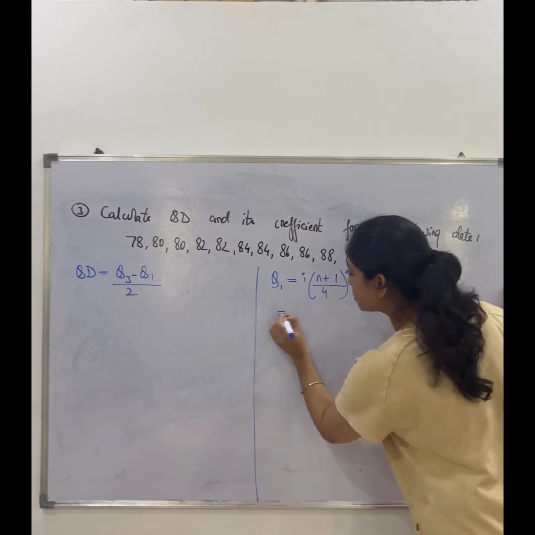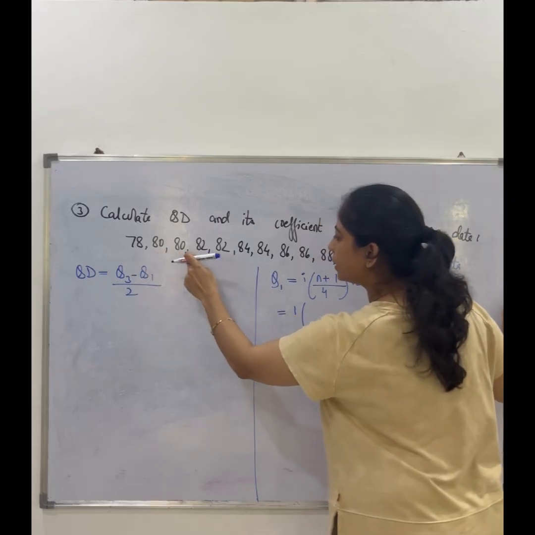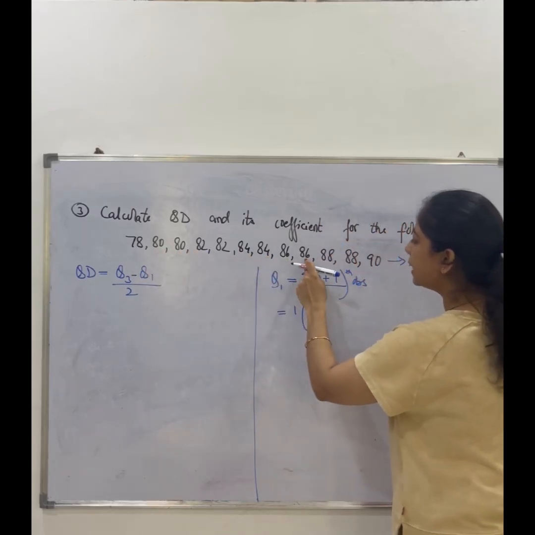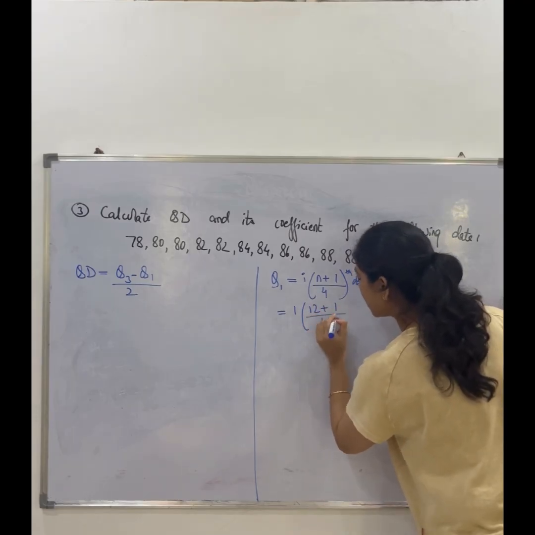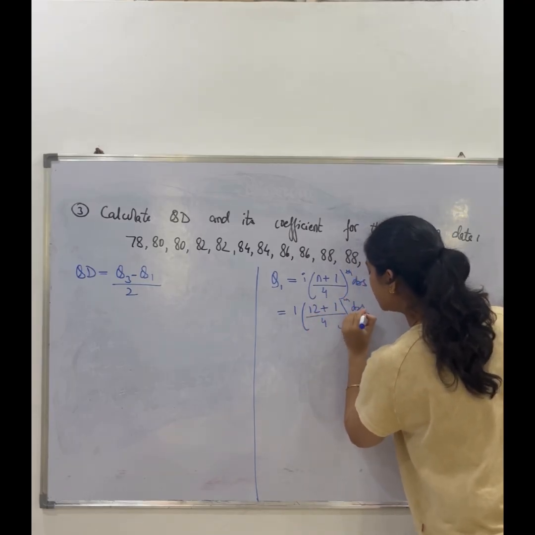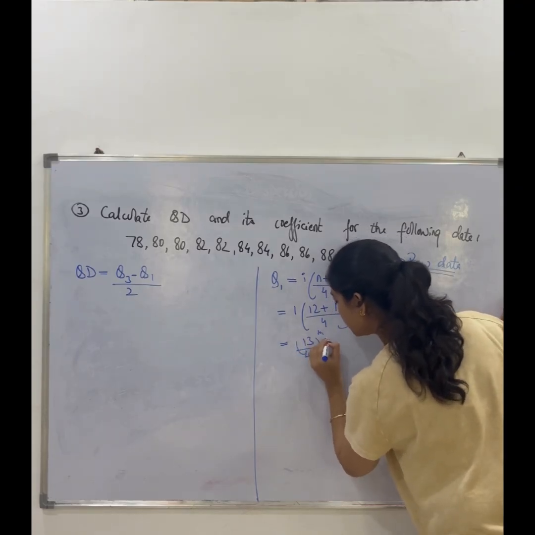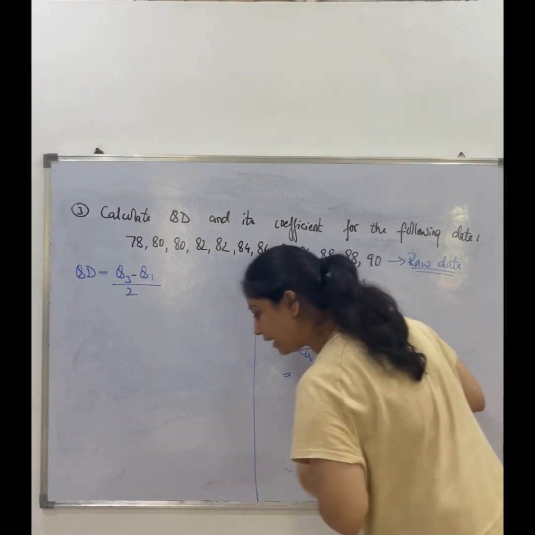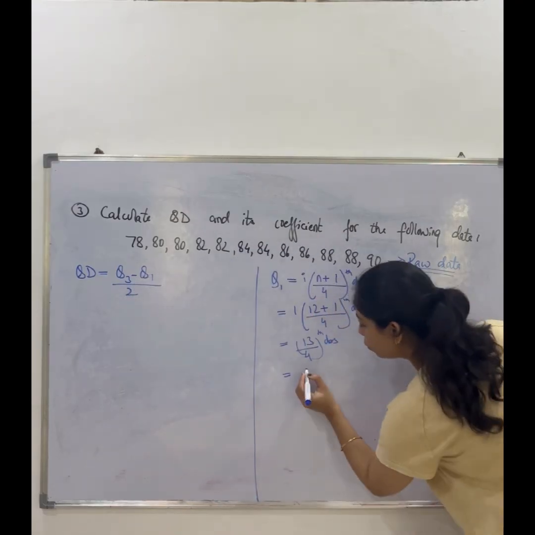So now let us substitute. i is 1. Your n is 1, 2, 3, 4, 5, 6, 7, 8, 9, 10, 11, 12. 12 digits are given, plus 1 by 4 observation, which is 13 by 4. And the value of this is 3.25.